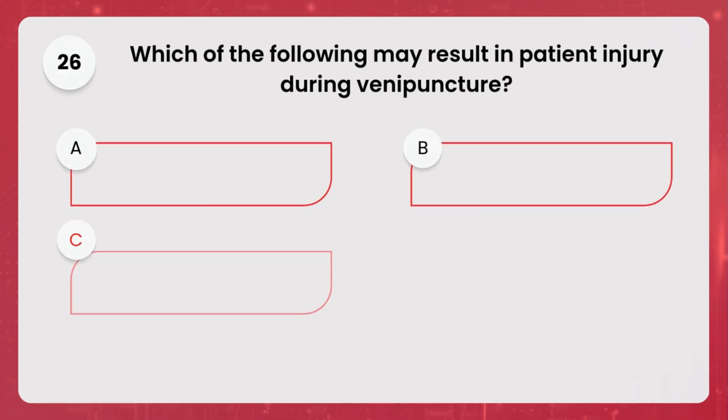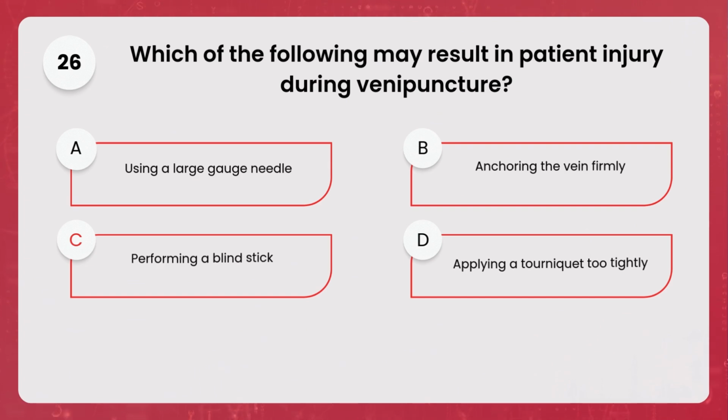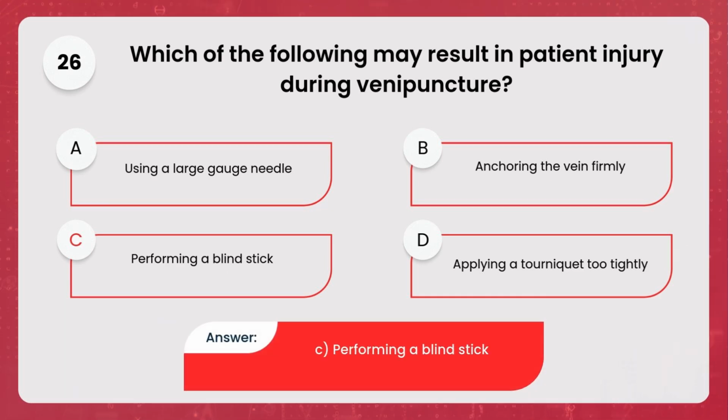Number 26. Which of the following may result in patient injury during venipuncture? A. Using a large gauge needle. B. Anchoring the vein firmly. C. Performing a blind stick. Or D. Applying a tourniquet too tightly. The answer is C. Performing a blind stick.